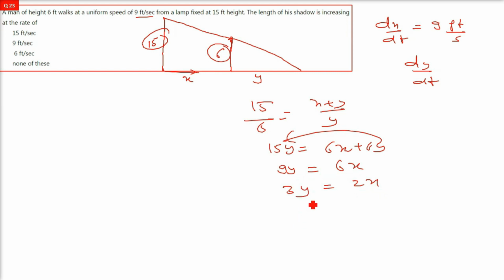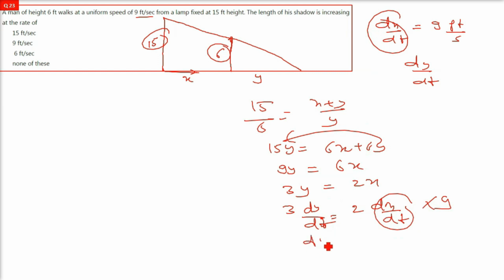Now differentiate both the sides. 3 dy/dt equals 2 dx/dt. Now dx/dt is already known to us. Just put 9 here, and dy/dt will be 2 into 9 divided by 3. So 2 cross 9 divided by 3. 3 3s are 9. 3 2s are 6. So 6 feet per second is the answer.